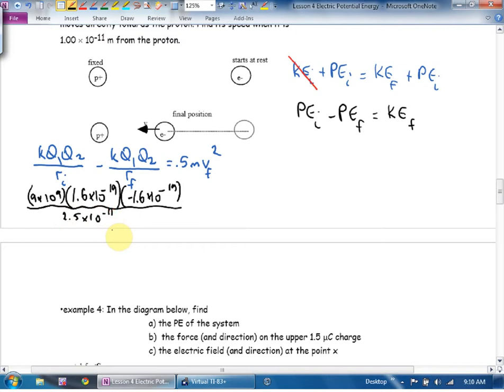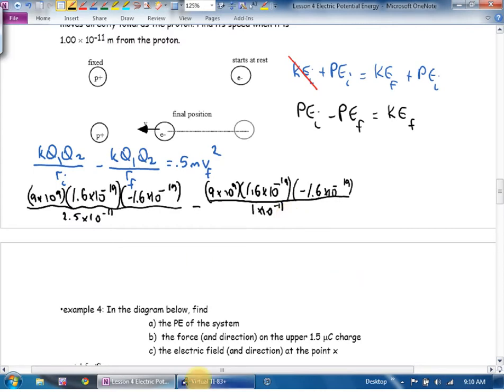Minus 9 times 10 to the 9th. Proton, positive 1.6 times 10 to the negative 19. Electron, negative 1.6 times 10 to the negative 19. All over 1 times 10 to the negative 11. I didn't leave you guys enough room, I'm noticing. I apologize. You'll have to kind of write small. I'm going to move on to the top of the next page. Sorry. I'm going to crunch.